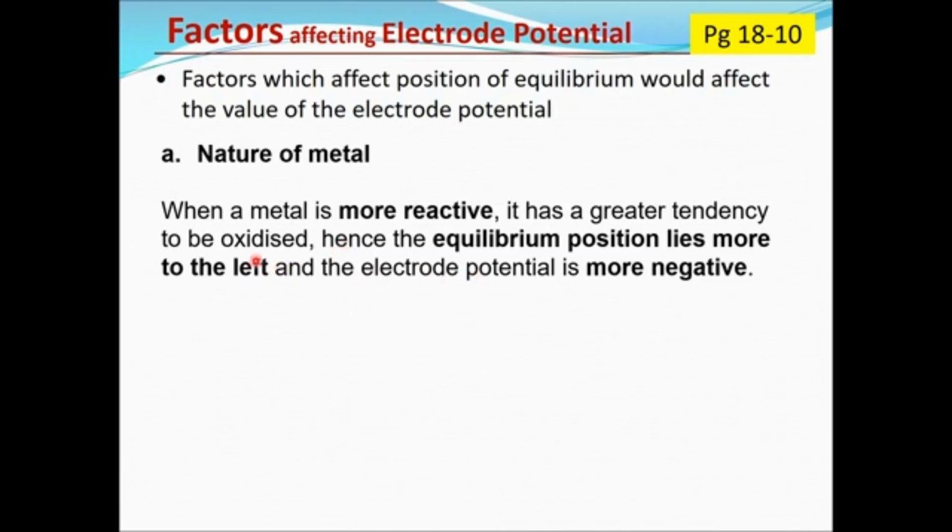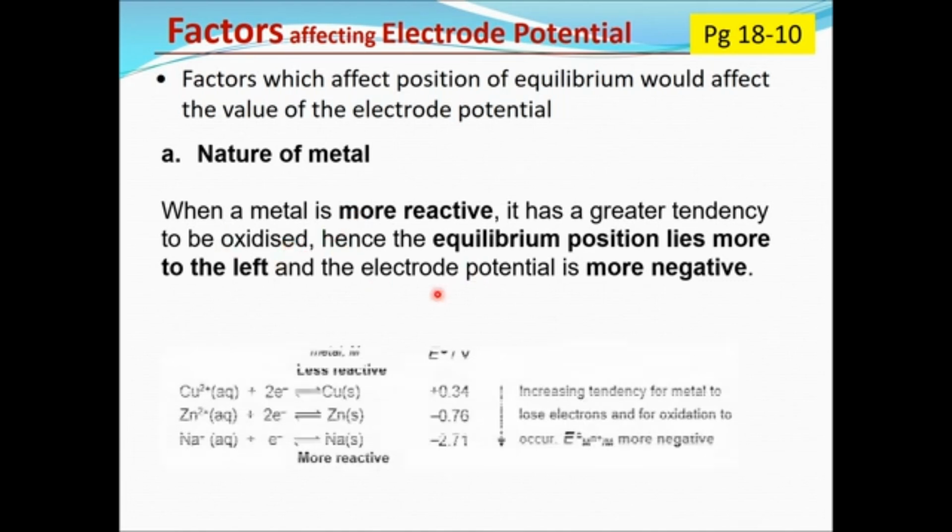So a greater tendency to be oxidized means a more reactive metal, right? That metal wants to be oxidized, and the equilibrium position will lie more to the left, right? So very negative values here represent the equilibrium position very much to the left, as they are very reactive metals, whereas for less reactive metals like copper or silver, the values will be more positive, as the position of equilibrium will be more to the right. So that's in the context of the nature of the metal.